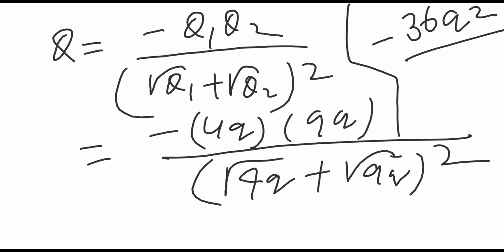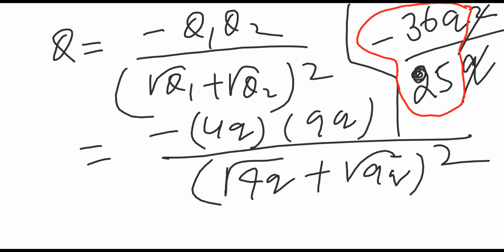So how much will it give you? 5, I think. So 25, it will give 25. Q will get cancelled. So the answer is minus 36Q by 25. Is it coming? Please check, did I make a mistake or did I do it correct? Yes. But remember, whenever Q1 and Q2 are positive, the middle charge will come negative. But whenever Q1 and Q2 are negative, the middle charge will come positive. That you remember.